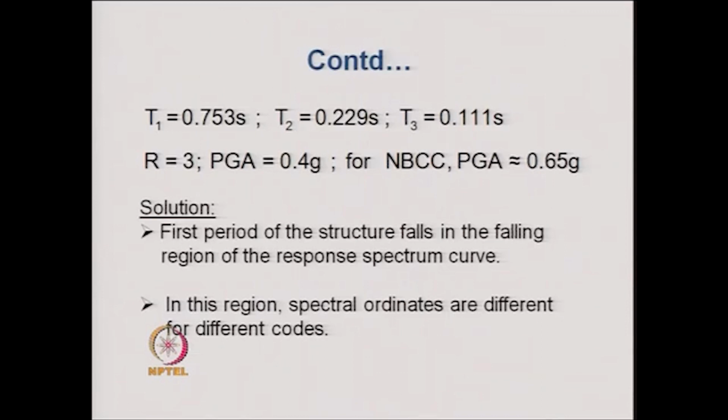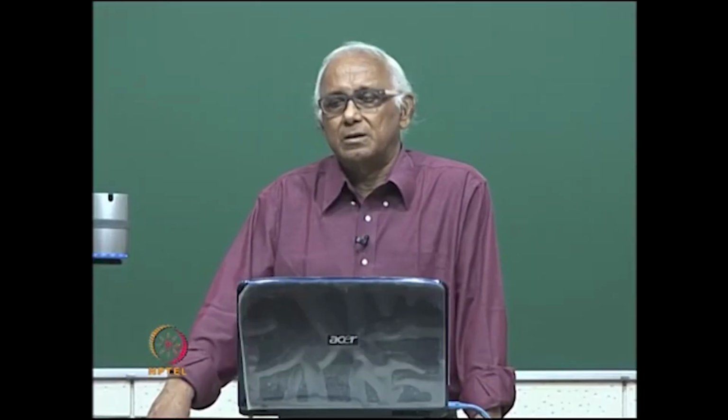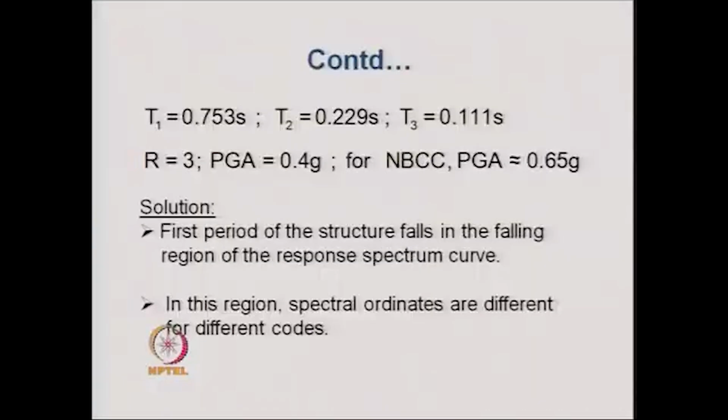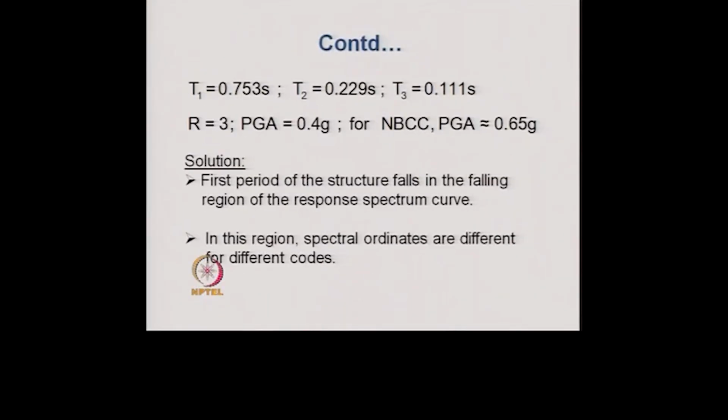For that purpose, we have normalized all the Ch versus T or SA by G versus T values first, and then multiplied those normalized curves with 0.4 g. For NBCC, the normalization comes out to provide an equivalent PGA of 0.65 g rather than 0.4 g. So, that is coming because of the normalization effect.